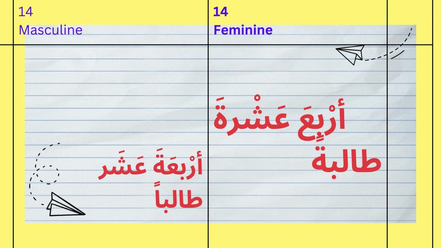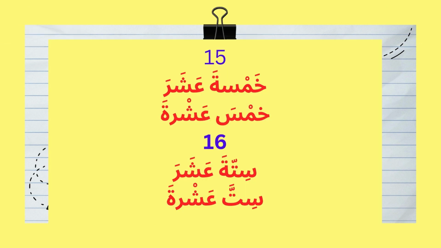In the masculine version, أربعة عشر طالبا. عشر agrees in gender with طالب, which is masculine, while أربعة is feminine because طالب is masculine. Always remember the polarity rule of numbers from 3 to 10.